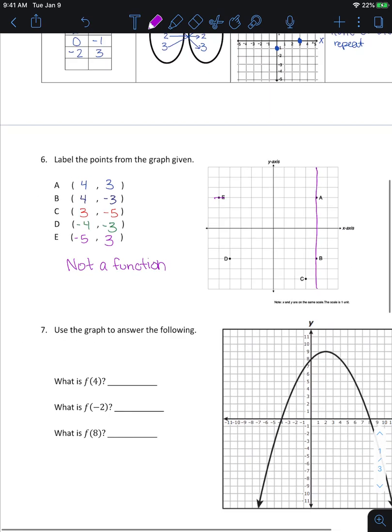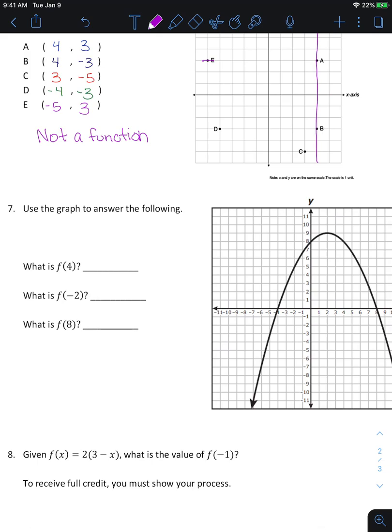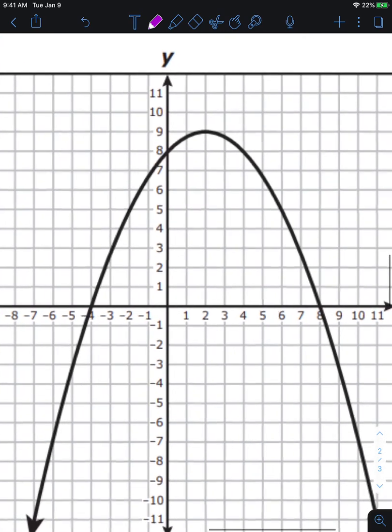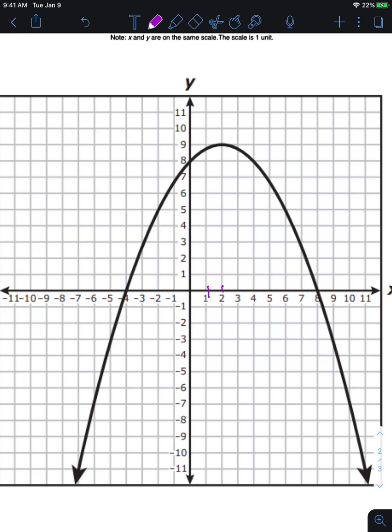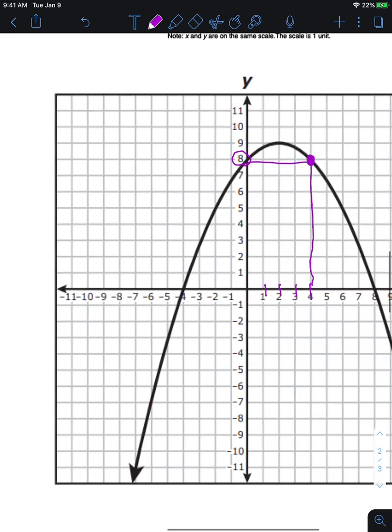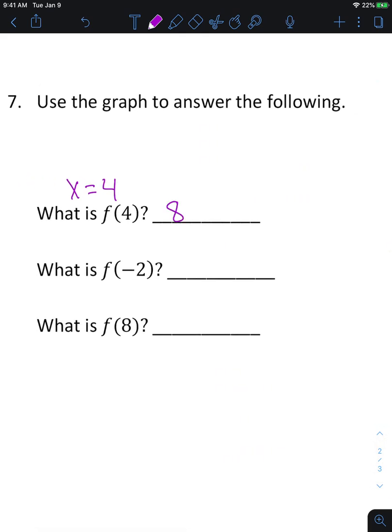Okay? Now, number 7, use the graph to answer the following questions. Okay, what is f of 4? Remember, that's telling me x equals 4. What is the y value? So I go on my graph. Okay, I go over 1, 2, 3, 4. I have to figure out where it is hitting my graph. It's hitting my graph way up here. Right there at that point. What is that y value? That y value is 8. So f of 4 equals 8.